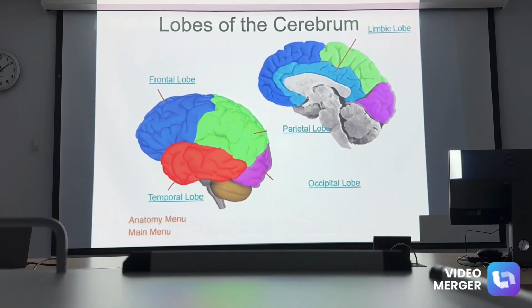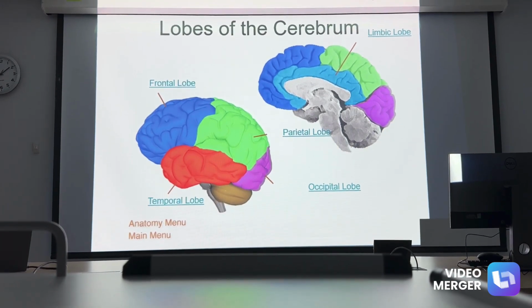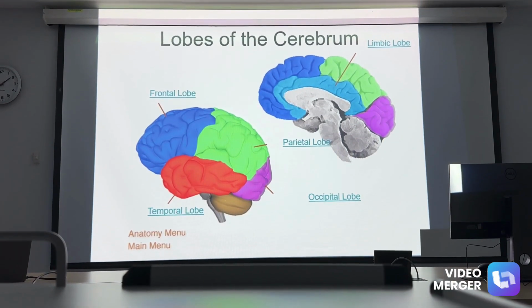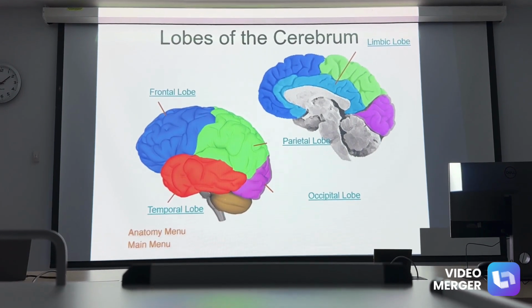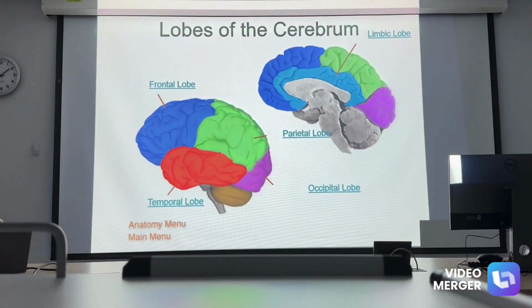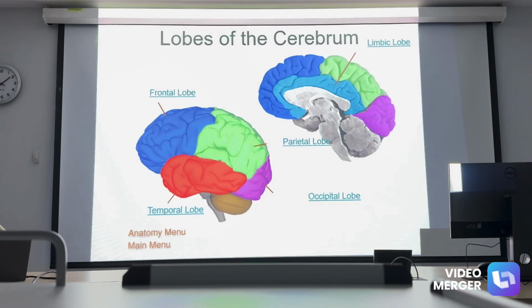Good evening, my audience. Today we are going to talk about the functional brain anatomy. And this slide demonstrates the lobes of the brain and major divisions to talk about.